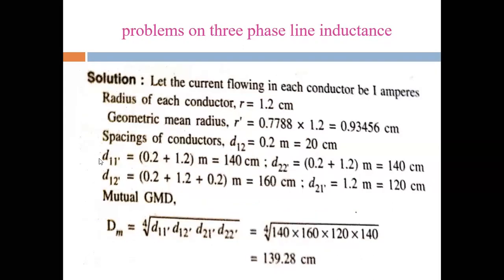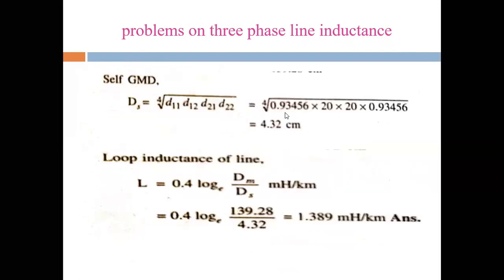Okay, what is the D11? That is the self GMR, that is the R dash. D11 means the self GMR, that is the R dash. R dash is equal to 0.93456 into 1 to 2.